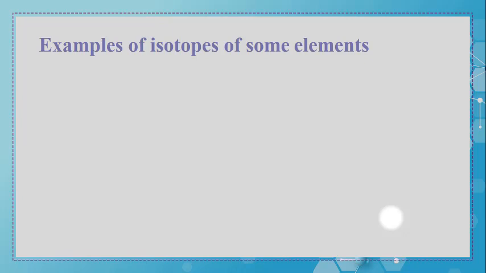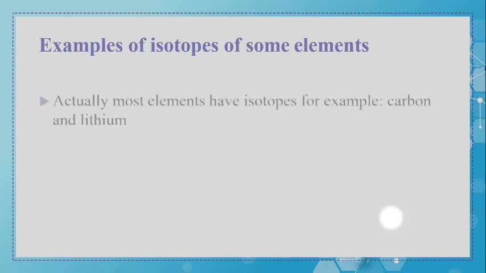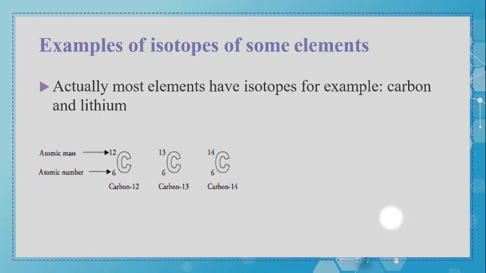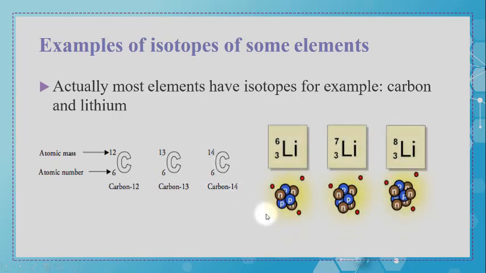Examples of isotopes of some elements. Most elements have isotopes, for example carbon and lithium. For carbon, we have 3 isotopes: carbon 12, C612, carbon 13, C613, carbon 14, C614. And lithium has 3 isotopes, Li36, Li37, and Li38.